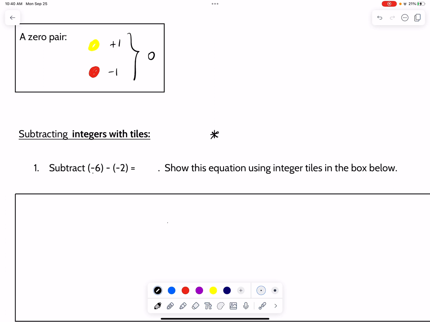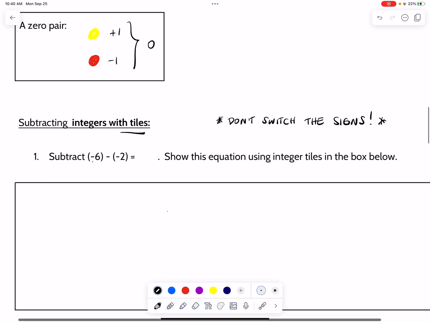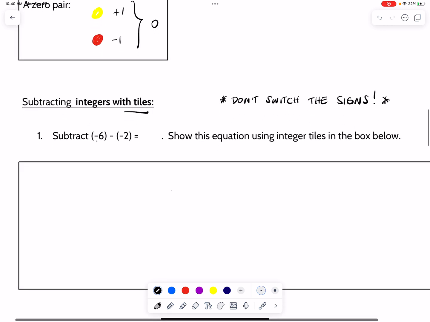So anyways, having said all that, I want you to write a note up here saying don't switch the signs, okay? Only with tiles though. With the number line, it's different, but this is why we do tiles first. Okay, there are going to be 3 different examples of tiles, and the situations are slightly different, so you have to think carefully about what you're doing.